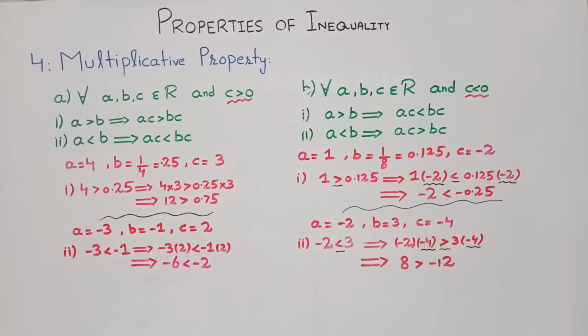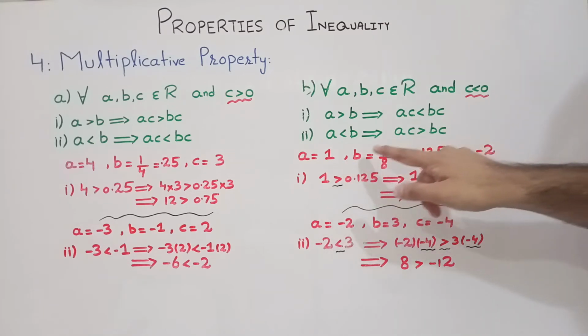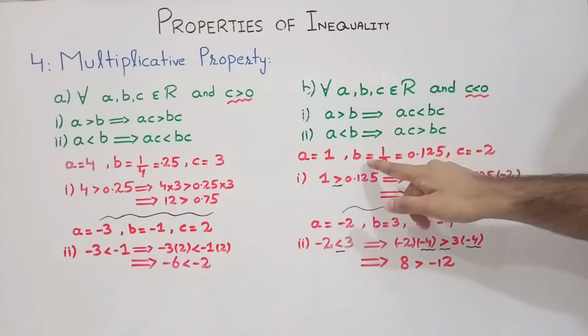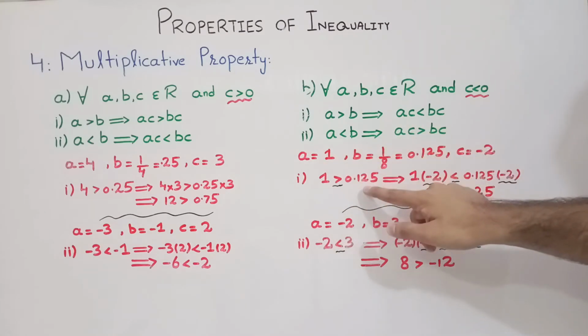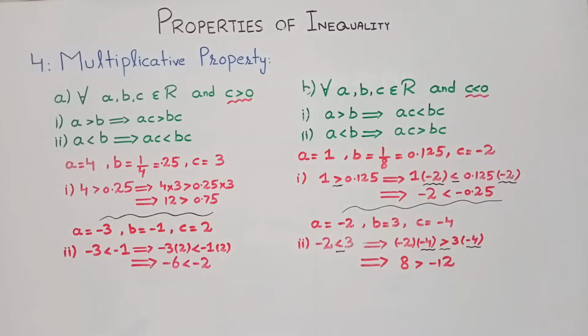Let's take some real numbers to better understand these two conditions with the negative real number c. Let we have three real numbers. For the first condition, a is equal to 1, b is equal to 1 by 8 with the decimal representation 0.125, and c should be a negative real number, so c is equal to minus 2. Now for these real numbers, we can say a is greater than b, as 1 is always greater than 0.125.